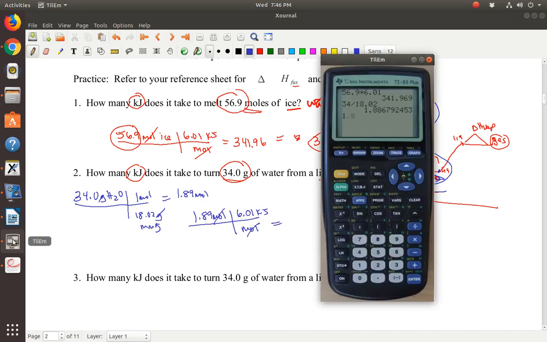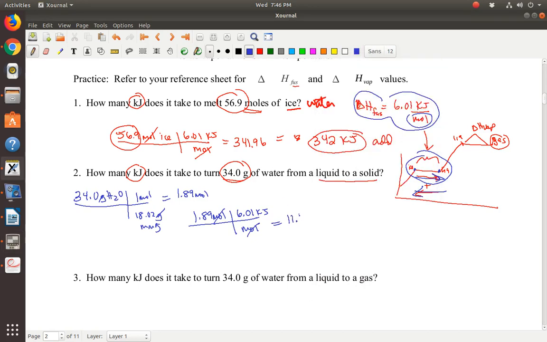So 1.89 times 6.01, that's 11.4 kilojoules. Now, this is the amount of energy. How much energy does it take to turn? That's how much we have to release. We have to release this energy. We have to release 11.4 kilojoules, or we'd say it takes a negative 11.4 kilojoules of energy.